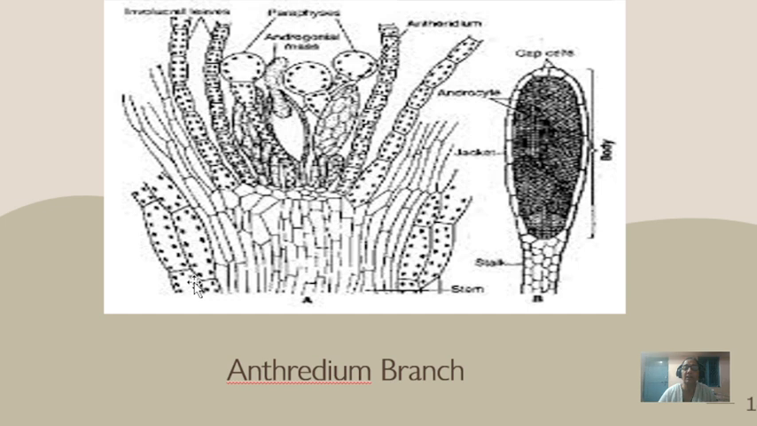So this is the antheridium found on the antheridial branches, which consist of the sterile leaves and the paraphyses. These are the antheridia having the sterile jacket cell, and these are the antheridial spores which on germinating develop the androcytes.